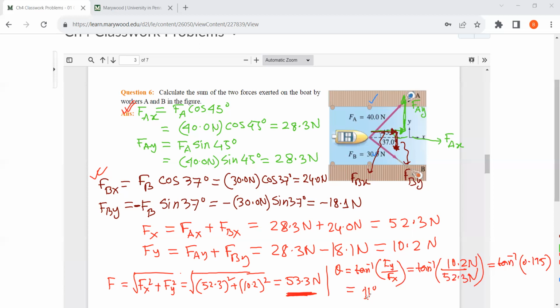So let's solve one more problem today, and then the rest of the things in the next class.